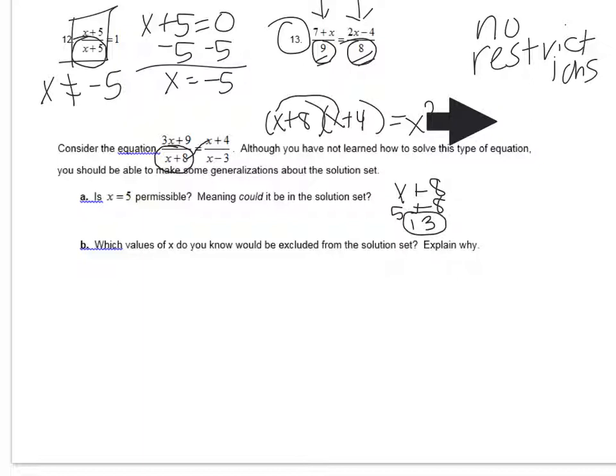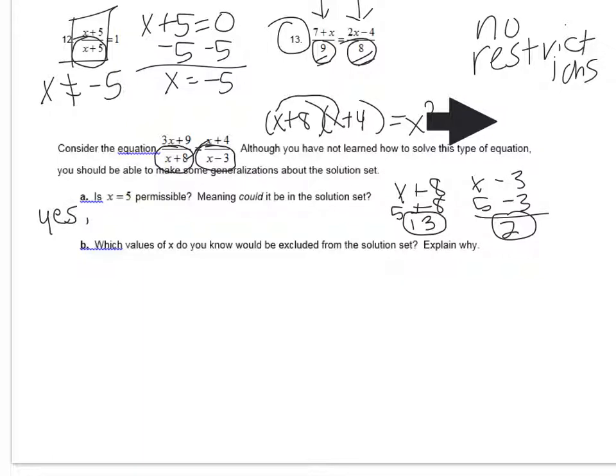13 is not the same as 0. You can certainly have a 13 in the bottom of a fraction. The only thing that would make it undefined would be 0 in the bottom of a fraction. 13 in the bottom is okay. So far, so good. But x equals 5 would have to make this fraction something other than undefined as well. So we've got x minus 3 on the right side in the denominator. If we plug in 5, we get 5 minus 3, and 5 minus 3 is 2. Well, that's not 0. You can have 2 in the bottom of a fraction. So is x equals 5 permissible? Yes, it is.